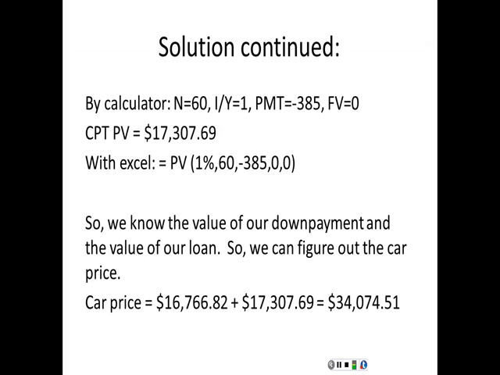So we solve for the present value of the loan in our calculator. N is 60, I is 1, payment is negative 385, negative once again because it's leaving our pocket. We compute the present value and get $17,307.69. I've also shown you the Excel formula if you want to go a little beyond our basic class here. So now we know the value of our down payment and we know the value of our loan. All we have to do is add the two values together, and we can go to the car dealer and buy a car worth $34,074.51. Not sure what that buys you in today's market, but it's a lot more than I could buy when I was 22.